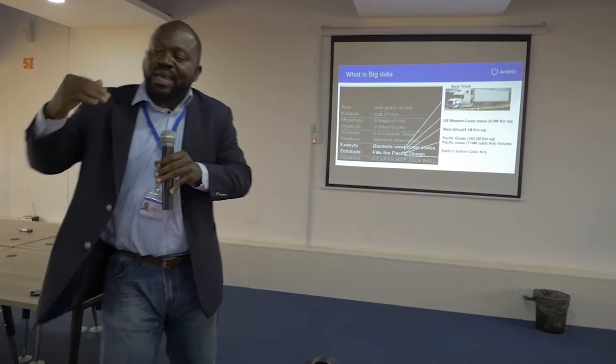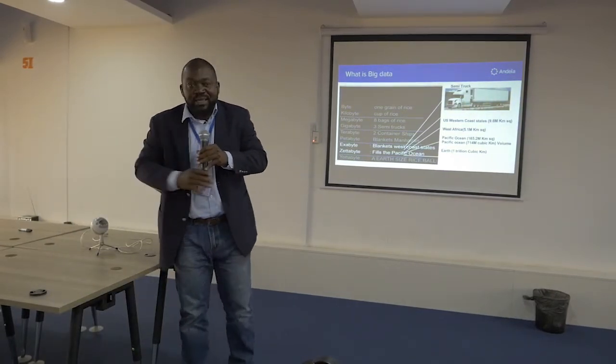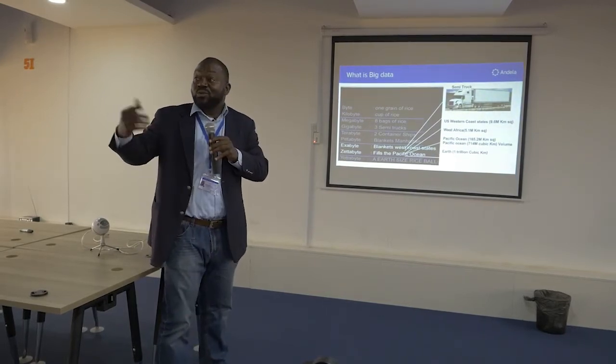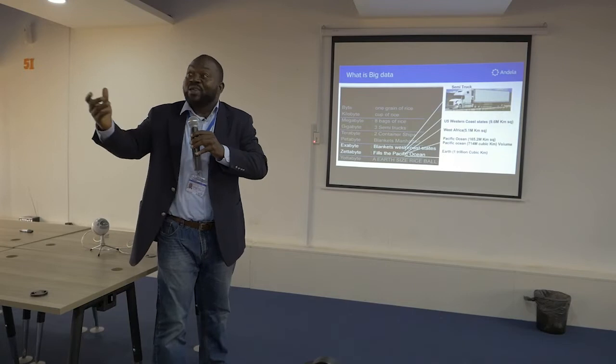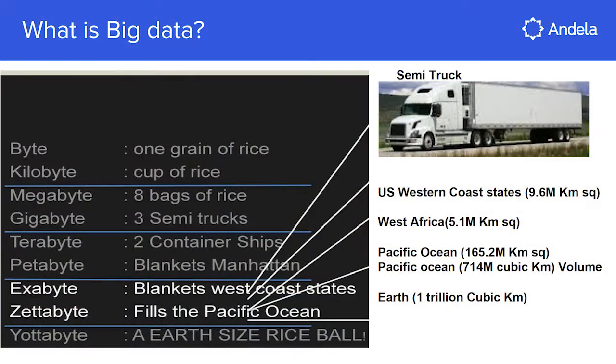But now, to properly visualize and put these things in context, let us imagine a byte as 1 grain of rice. This is the way you will explain to non-techies, or to your non-techie boss when you want to get approval for a big data project. A byte is 1 grain of rice. A kilobyte will be like 1 cup. A megabyte will be like 8 bags of rice. A gigabyte will be like 3 semi-trucks.